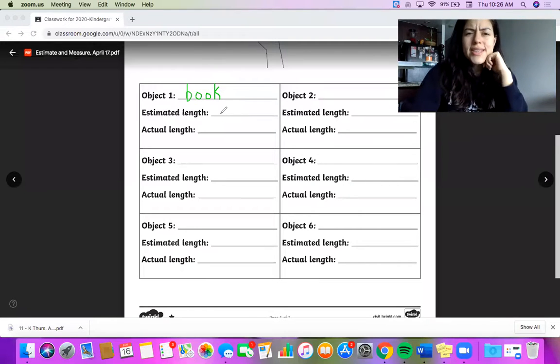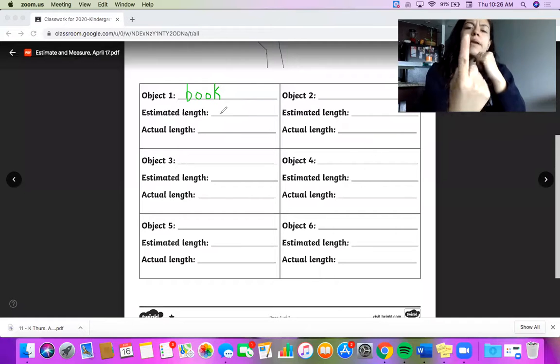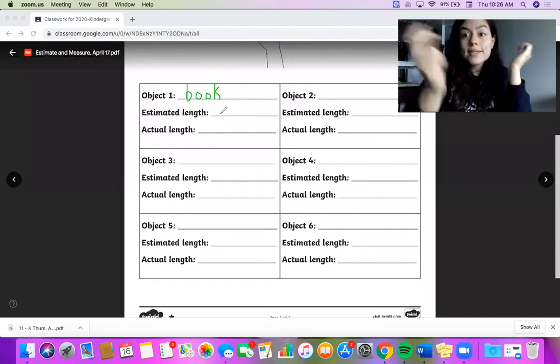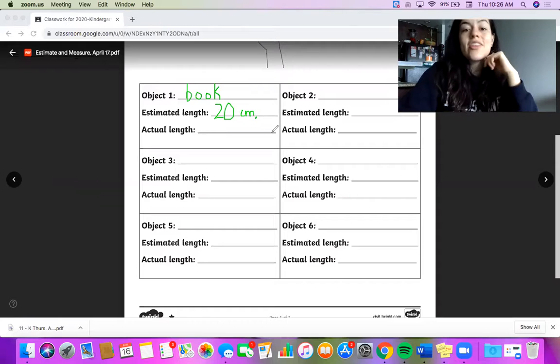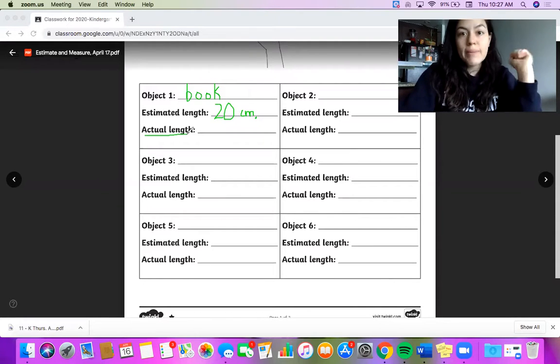So first you need to estimate how long your shape could be. If I look at my nail at the centimeter, I'll say my book is 20 centimeters. So I would write 20, and the symbol for centimeters is cm, period. And then the next thing I'd have to do is find out the actual length. So I'd get my ruler out and I would measure the actual length of my book.